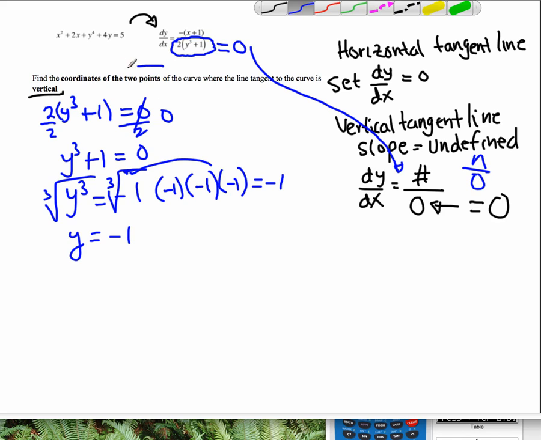But I want the coordinates of the 2 points. And I'm telling you, there are 2 points. Alright, so that means that I'm going to have 2 points in which the y coordinate is negative 1, which is right there, but I want to know the x.